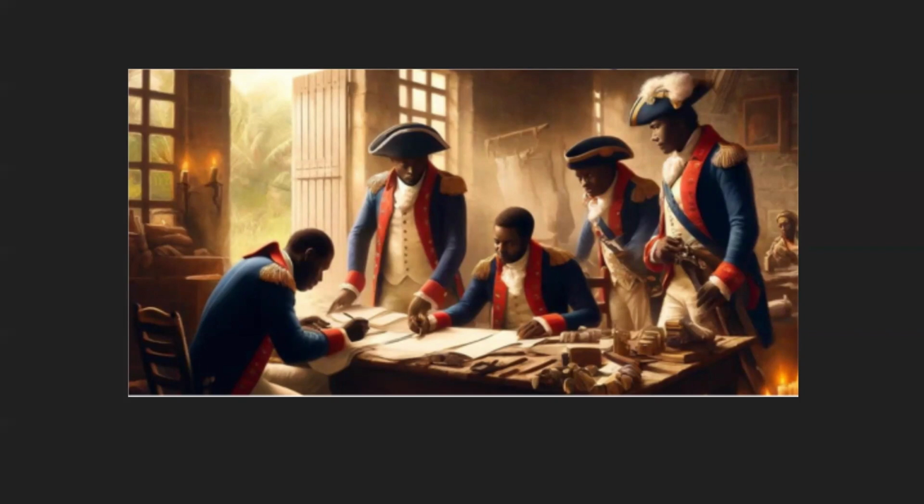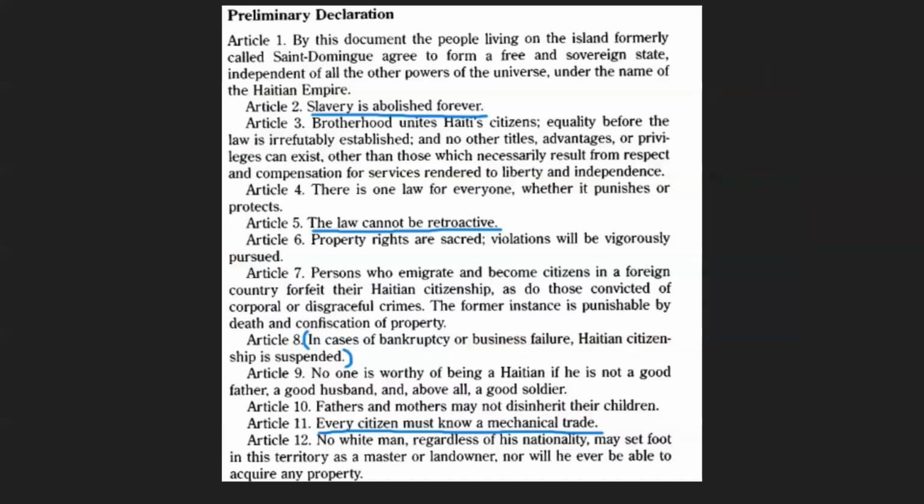The Constitution does not dance around the points it is trying to make. With an article such as "slavery is abolished forever" being the second one, it is clear that this nation would pride itself on all people being free. It would go on to put out very strict laws as well, with some being as simple as the law could not be retroactive, to the not so great laws like every citizen must know a mechanical trade, or in cases of bankruptcy or business failure, Haitian citizenship is suspended.